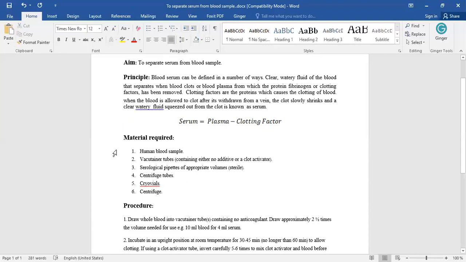So in this experiment, what are the things which we will require? The first is a human blood sample, tubes, serological pipettes, centrifuge tubes, cryovials and a centrifuge.